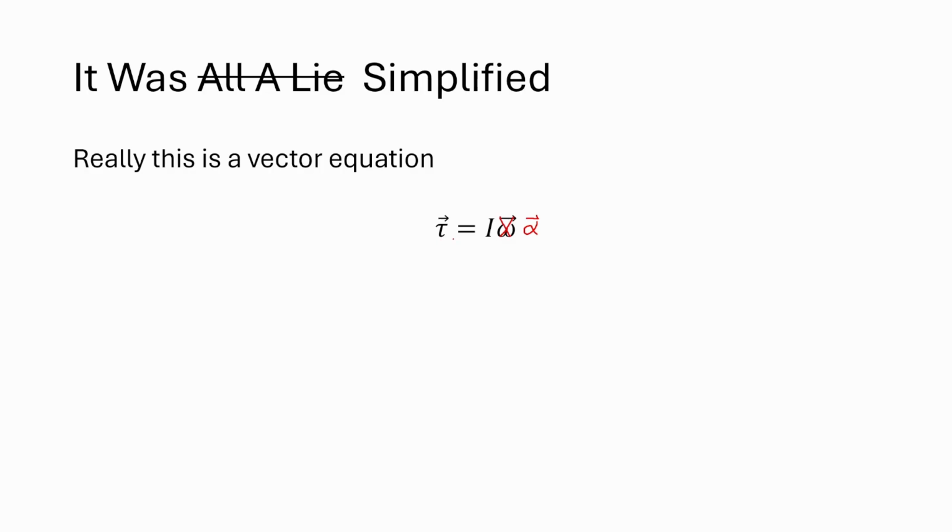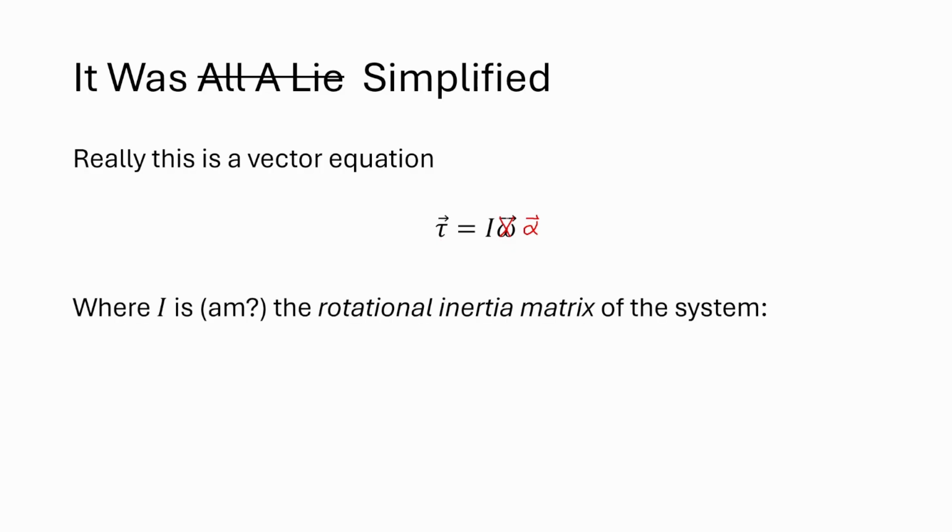And you're like, okay, so vector, number, vector. No. I is, I am, I is, it always feels wrong to say that. I is the rotational inertia matrix of the system. This is not just a vector equation. This is actually a matrix equation. And the rotational inertia of a system has 9 different components.